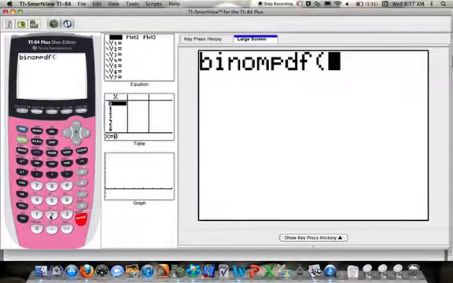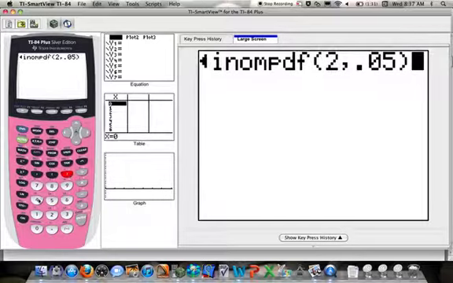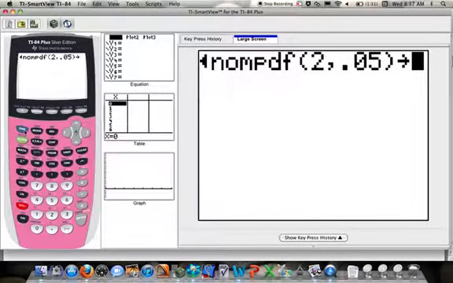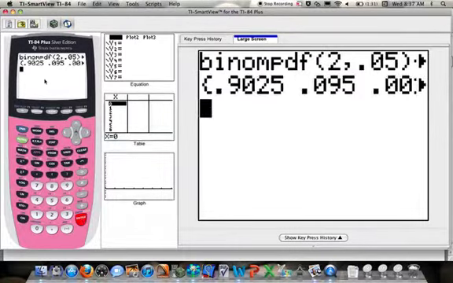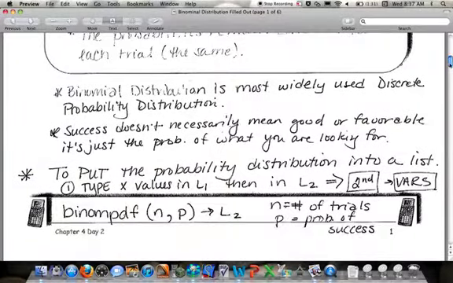I want to type in my number of trials. In this case it was 2, and then my probability of success. In this case, when I was talking about the lemon, I would do 0.05. I'm going to stop there. I'm going to store this in, and I press enter. Those are the probabilities that you saw at the top of this page right here.